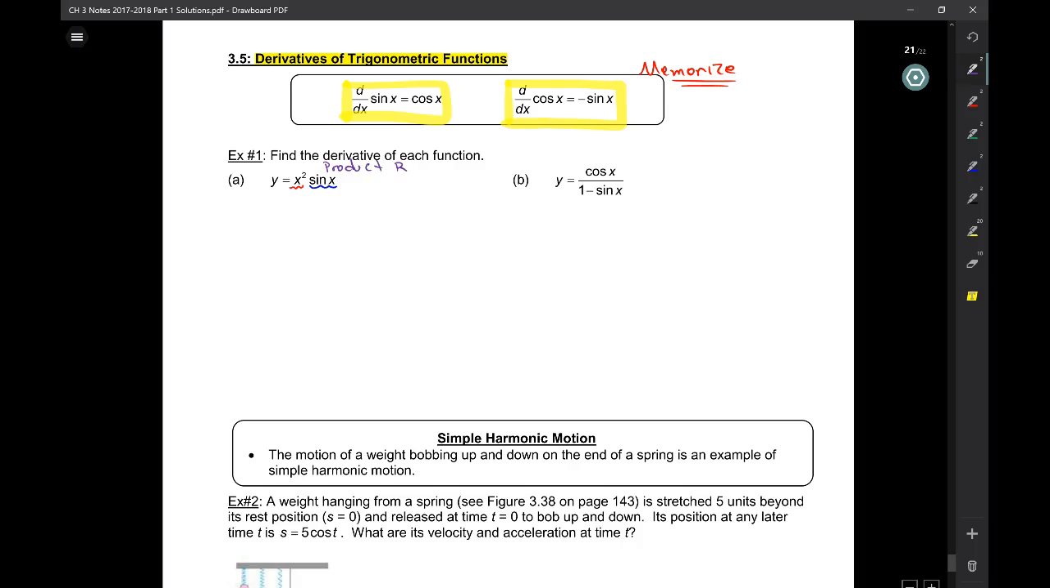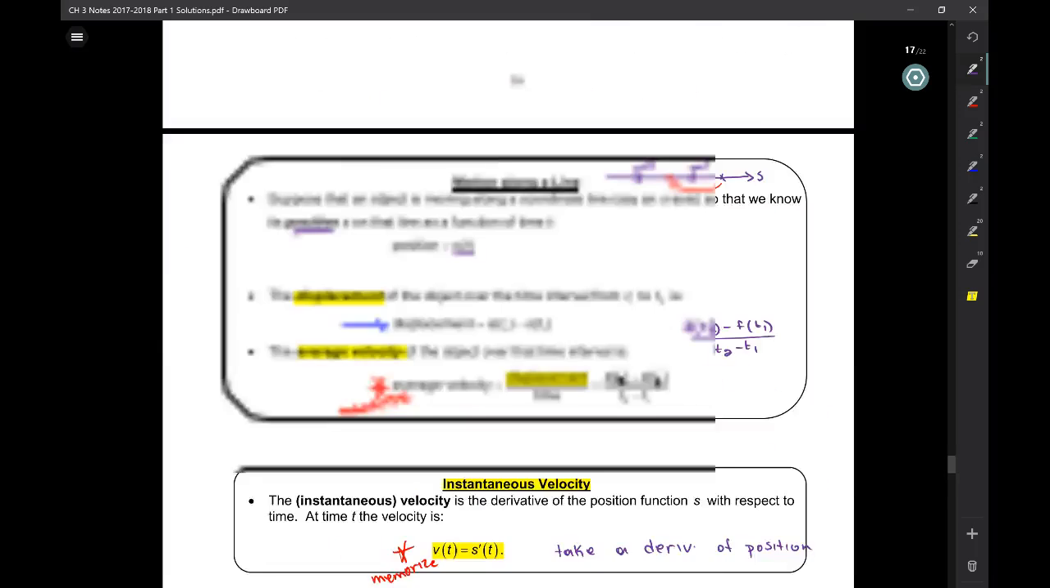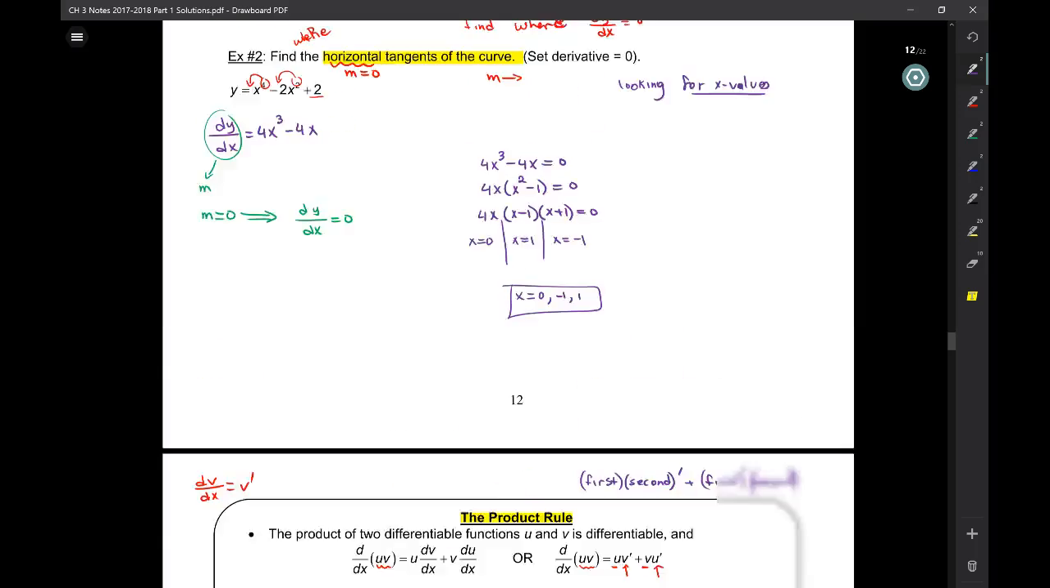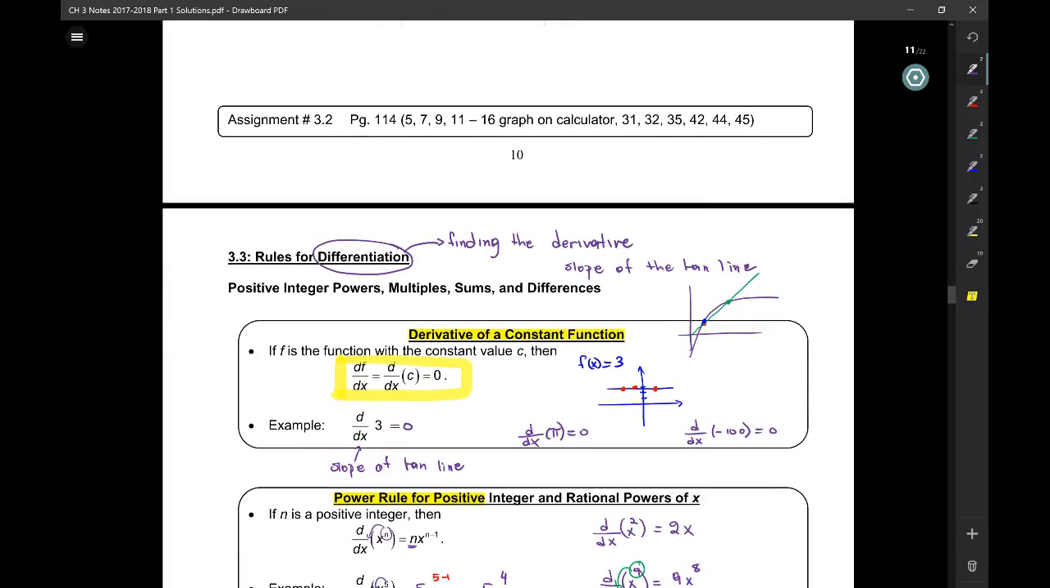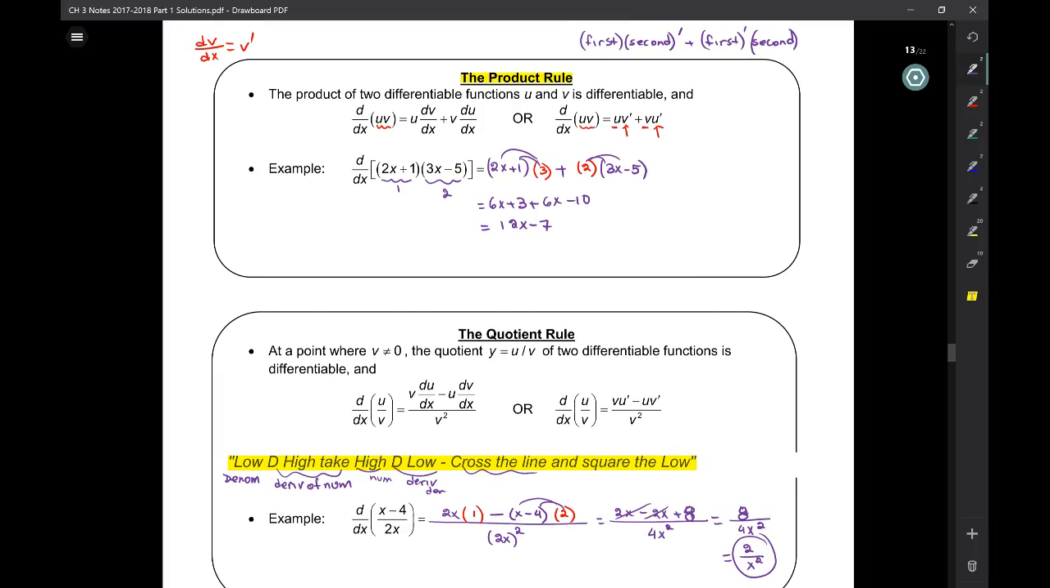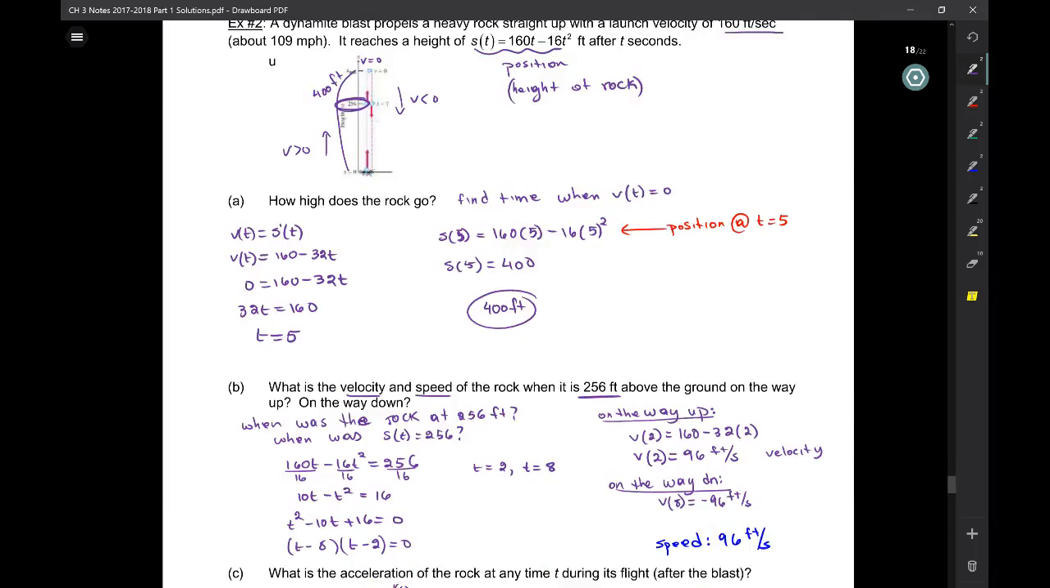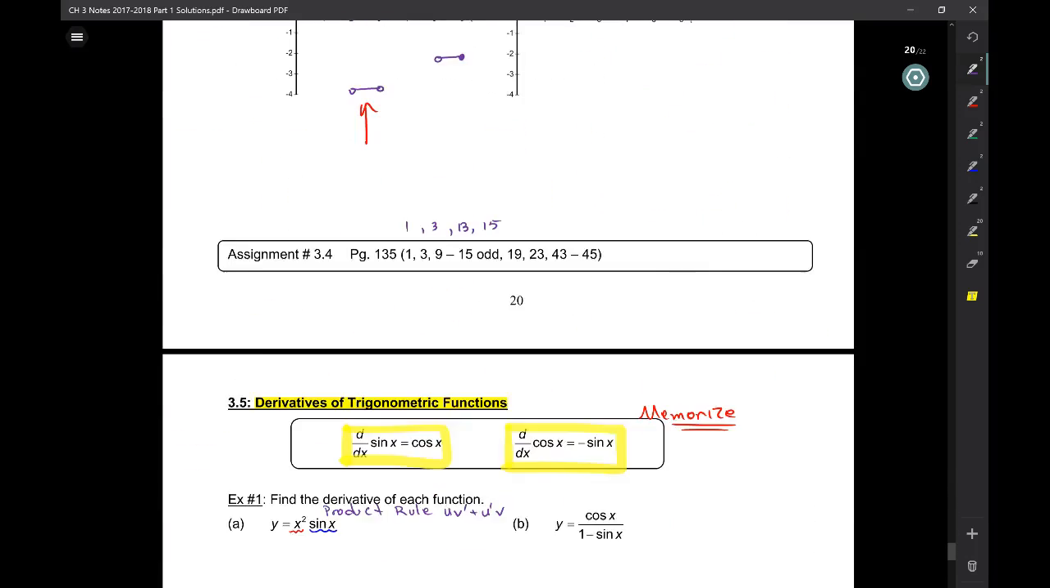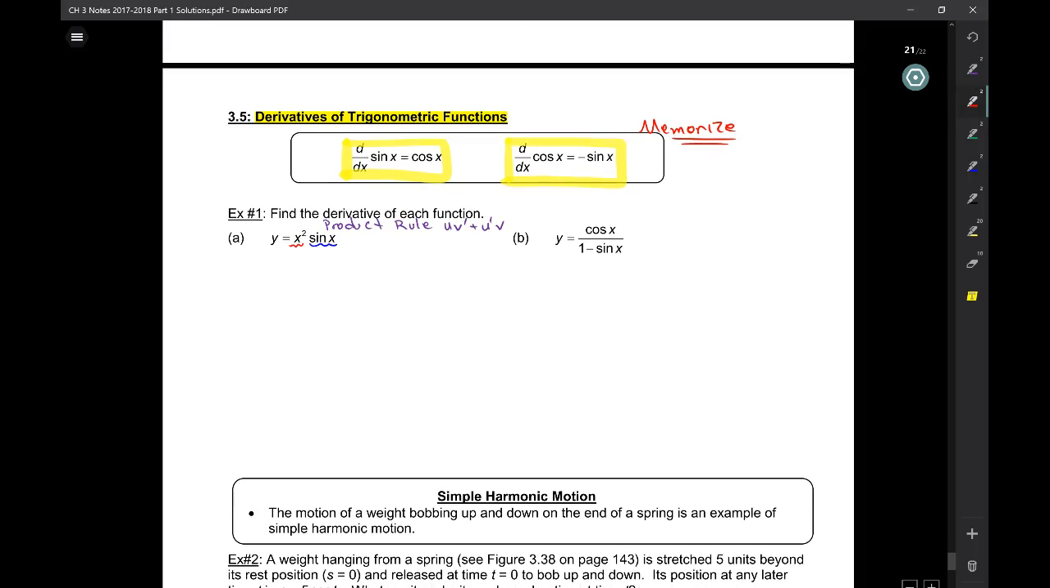Do you remember the product rule? Remember that was u v prime plus u prime v? No, that's the quotient one. This is just the first times the derivative of the second plus the second times the derivative of the first, right? So that's what we're going to be using. All right, so let's do that one. Remember, the first function is u, and the second function is v. So this is u, and this is v.